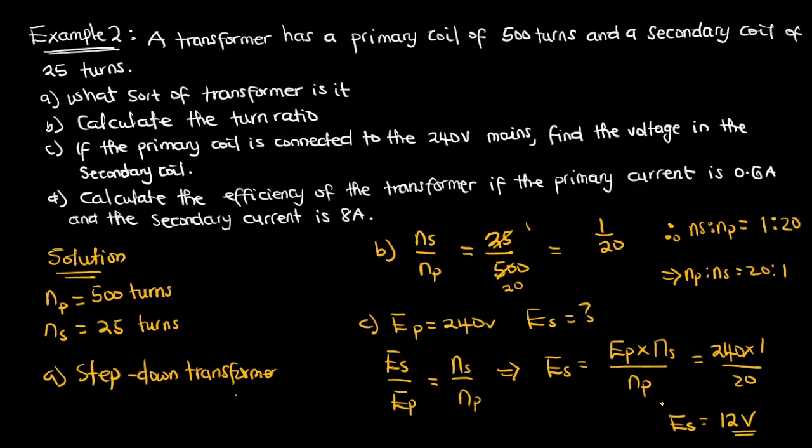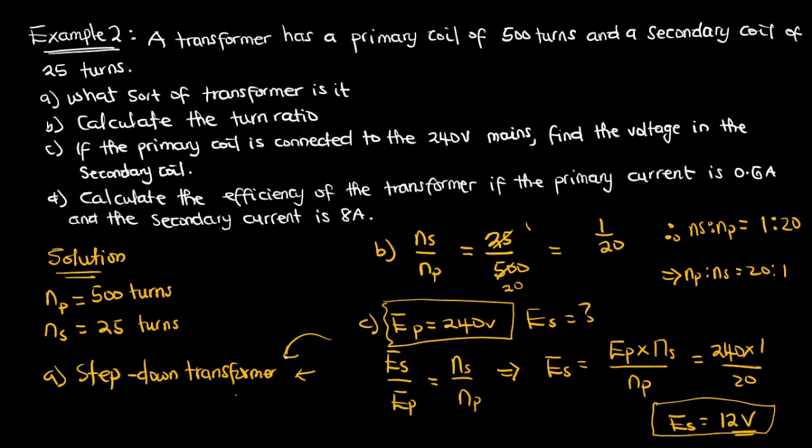It is 12 volts. Now because it is a step down transformer, we can see that the voltage applied to the transformer is 240, but it has reduced it to 12 volts. Are you okay? And this also proves that our answer for A, which is a step down transformer, is correct, because a step down transformer steps down the voltage or reduces the voltage output compared to the input.